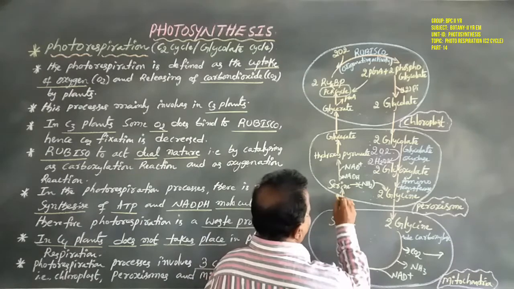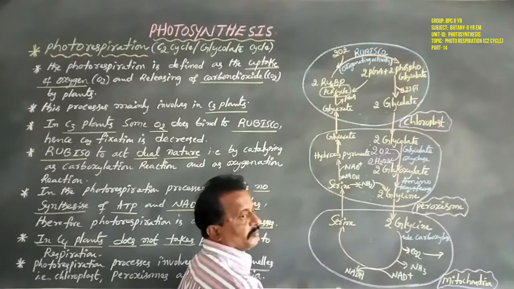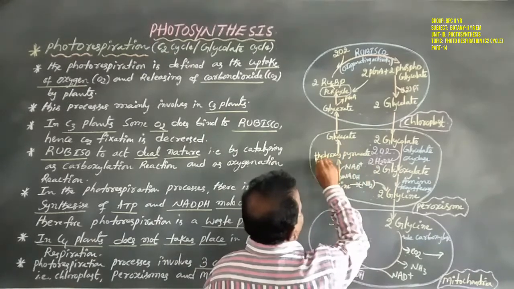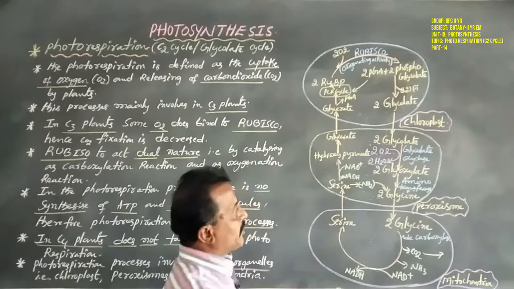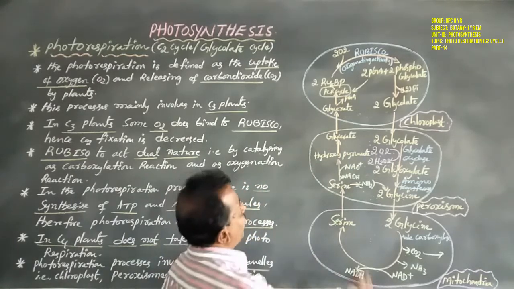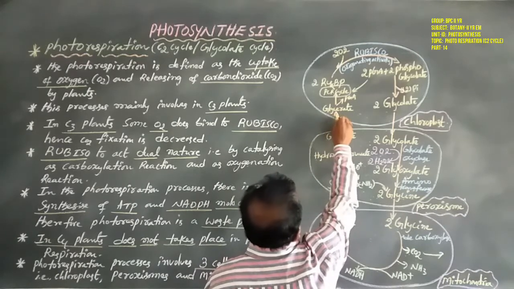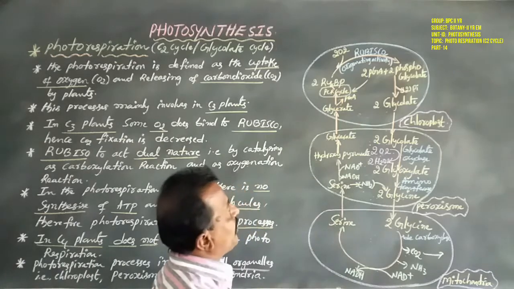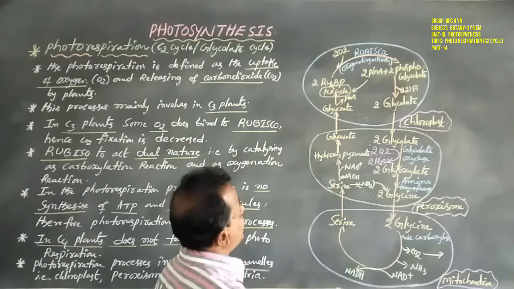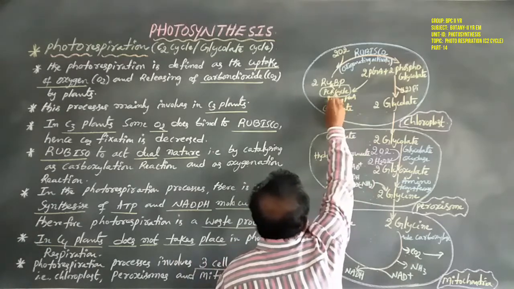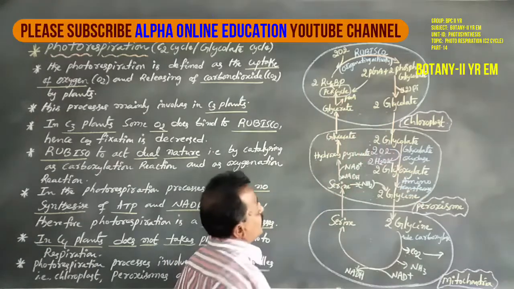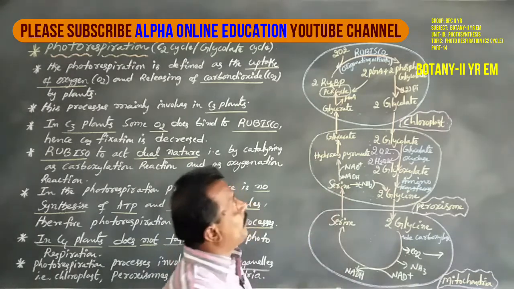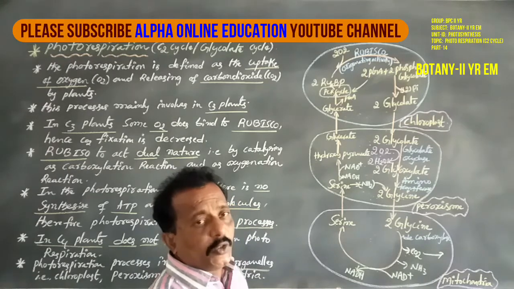So this serine is again transferred into the peroxisome. In the peroxisome, serine is converted to hydroxypyruvate, and hydroxypyruvate is converted to glycerate, and glycerate is again transferred to the chloroplast cell organelle. This glycerate is again converted to phosphoglyceric acid, or phosphoglycerate. This phosphoglycerate again goes through the Calvin cycle to form starch, and combines with 2 molecules of RuBP.